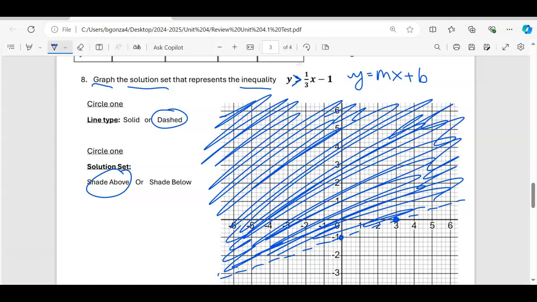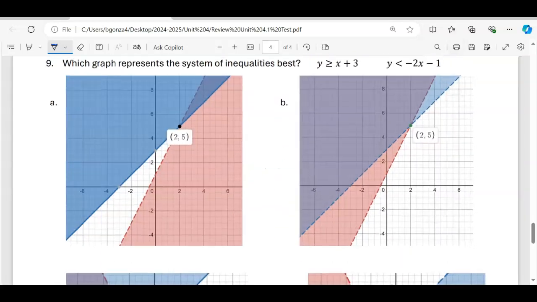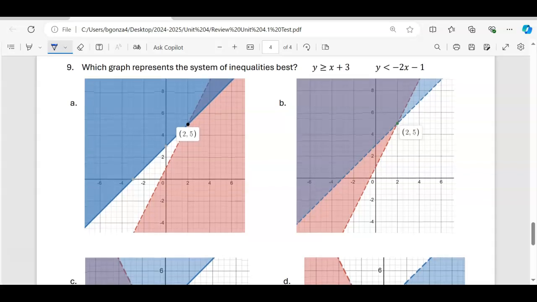And this is not a system. This is just one inequality, so that's it. All the solutions are above this dashed line, not on the dashed line. So, for example, (2, 2) is a solution. But anywhere in that shaded area. All right, what about number 9 here?